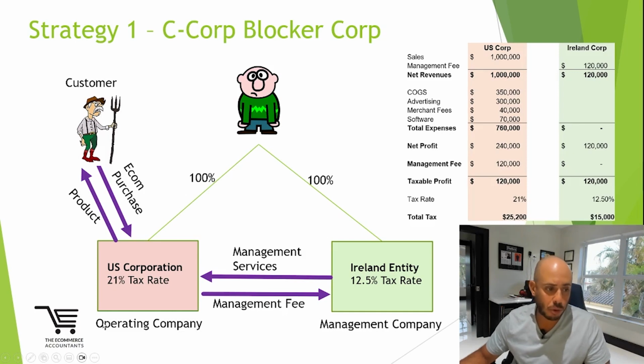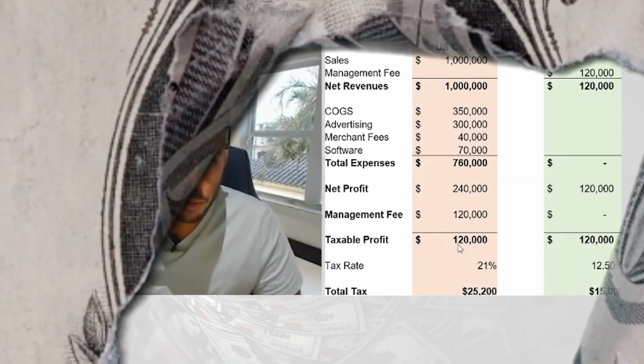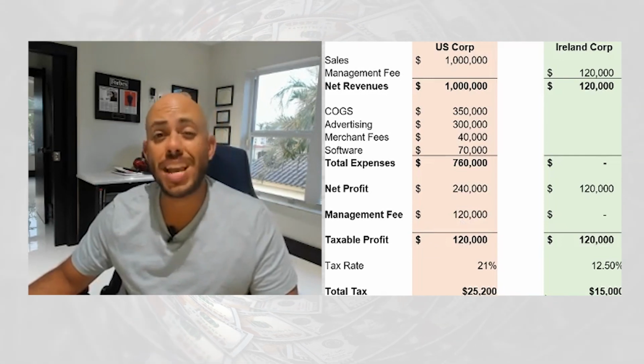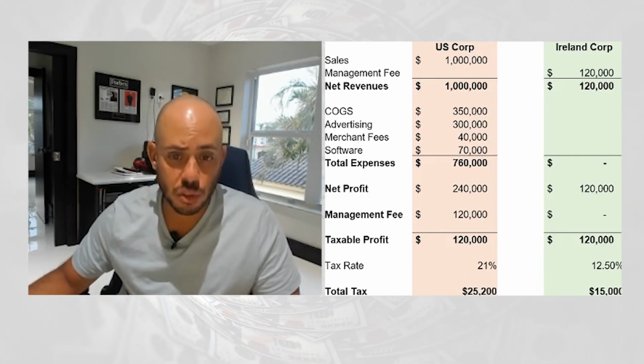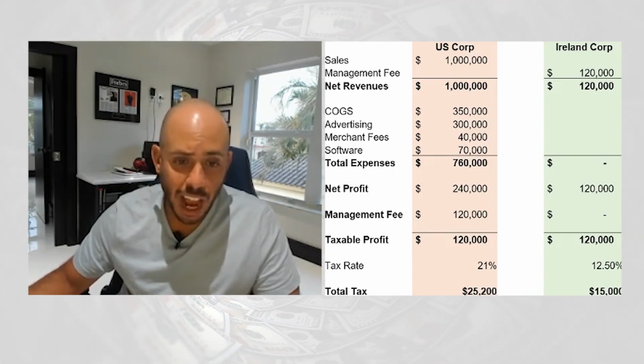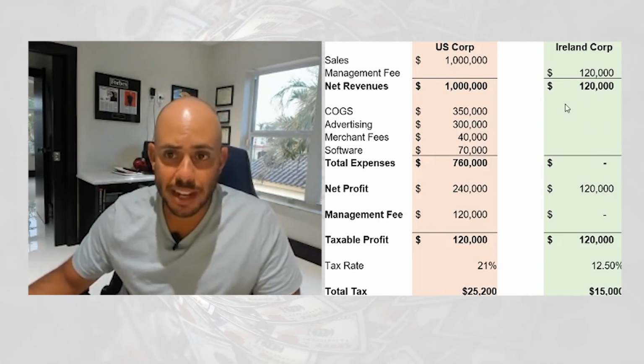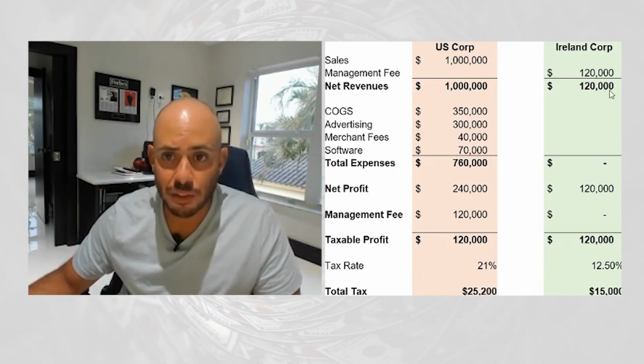So the taxable profit in the US would be $120,000. So in the US, in this example, you would pay $25,200. Now, on the Ireland side, the only income that exists is the money that comes in from the management fees.